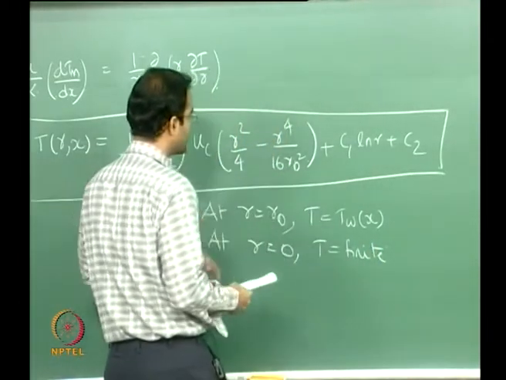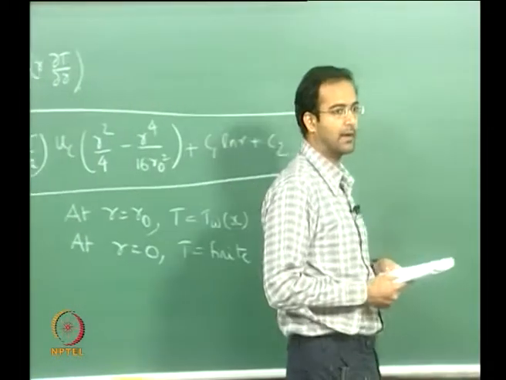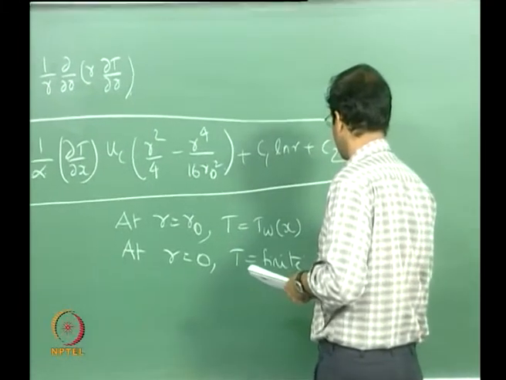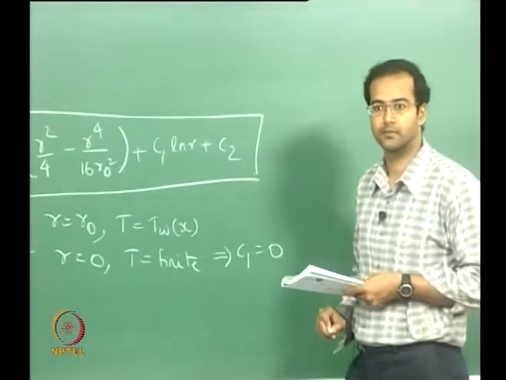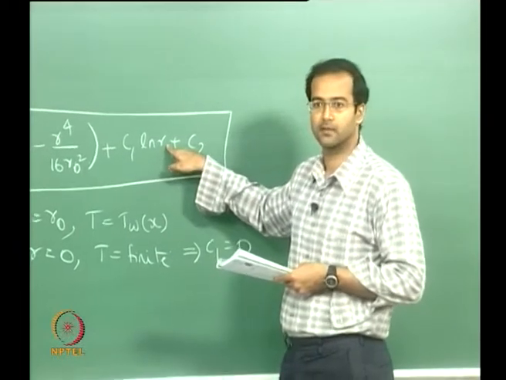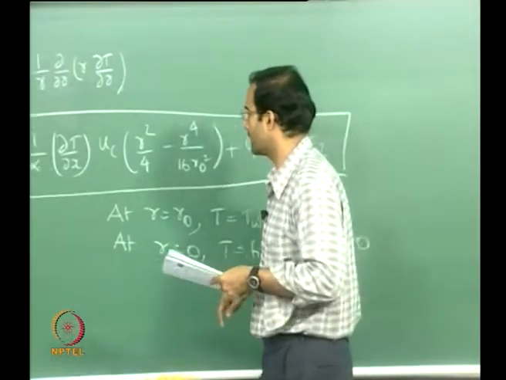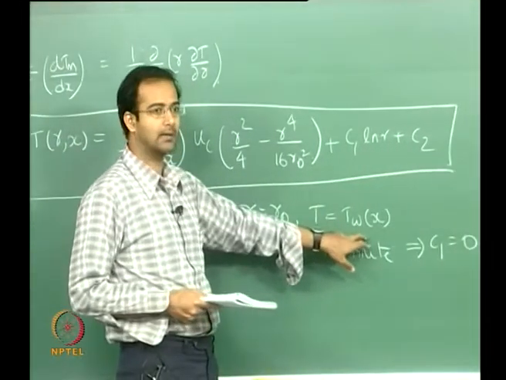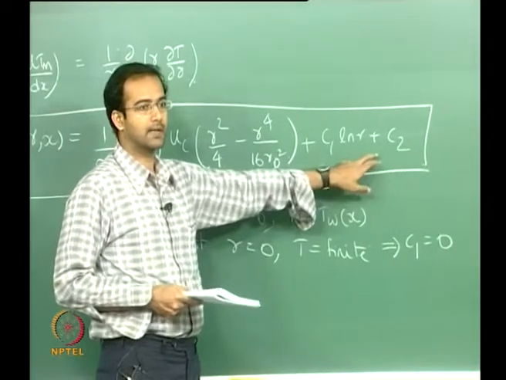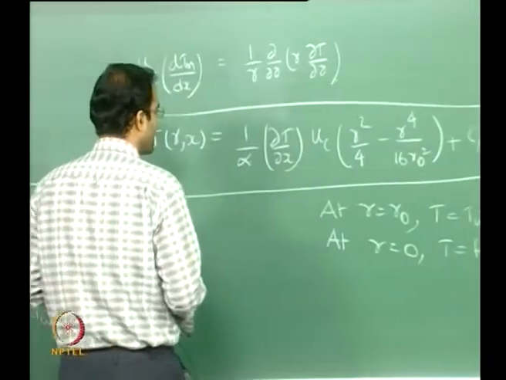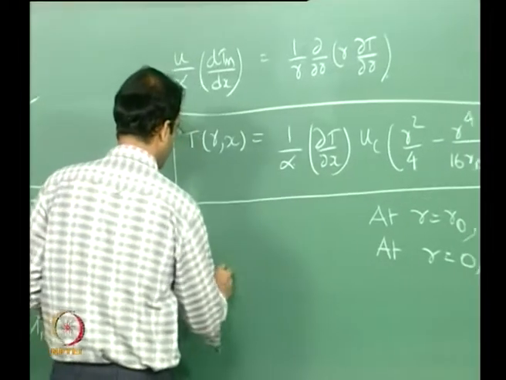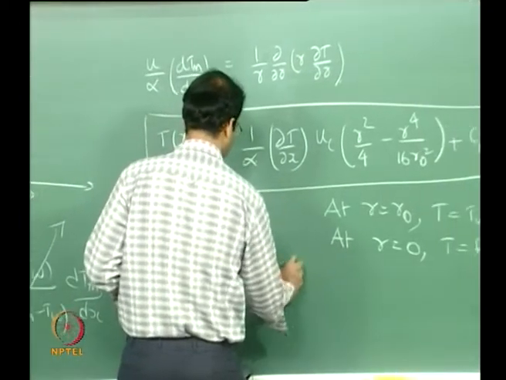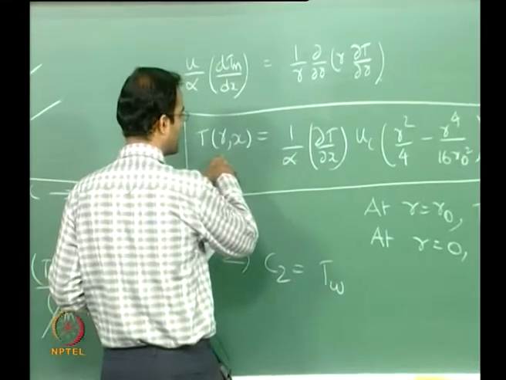Now if you look at this directly, similar to the velocity profile, for a finite temperature at the center your C1 should directly be 0, because this term otherwise goes to infinity, okay. So therefore we directly eliminated C1, so we can use the other boundary condition, r equal to r₀, T equal to T_wall, to calculate the second constant C2. So if you substitute, you can determine the constant.